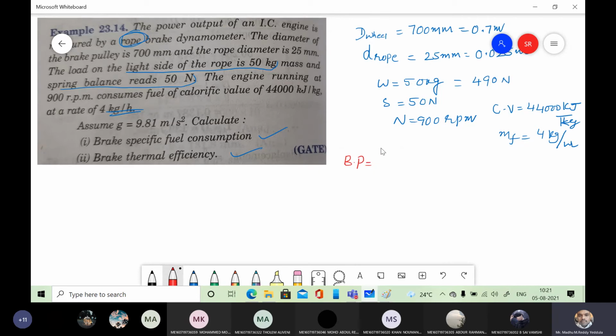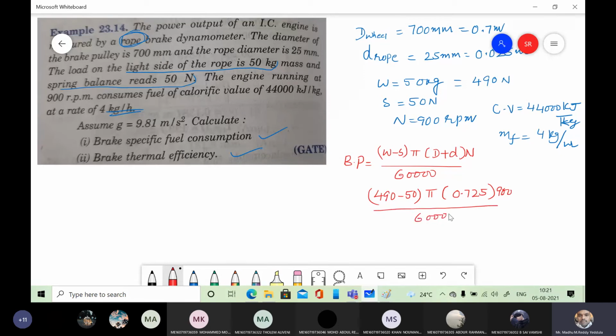So brake power for the rope brake dynamometer is W minus S into pi into capital D plus small d into N by 60,000. So W minus S, how much? 490 minus 50, into pi, into capital D plus small d, 0.725, into speed 900 RPM, whole divided by 60,000. Tell me the value. You will get it in terms of kilowatt.